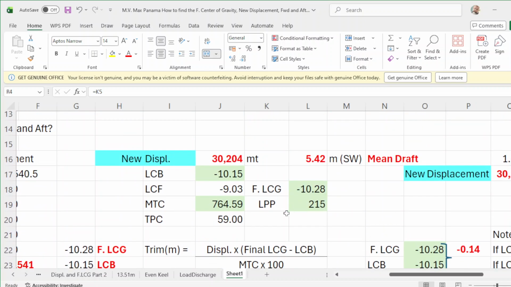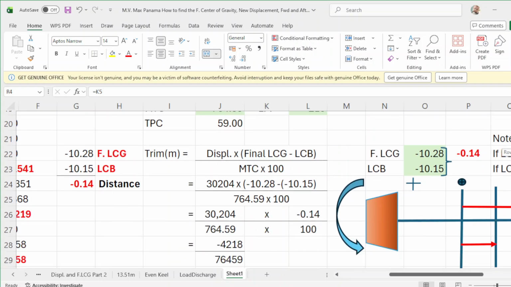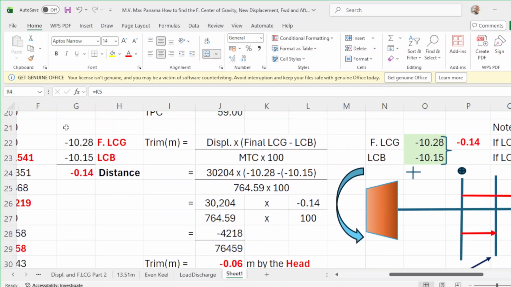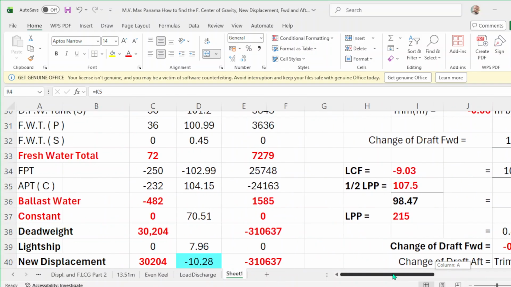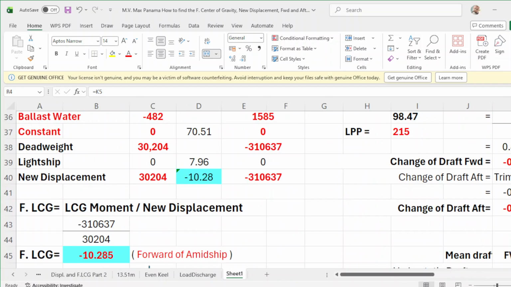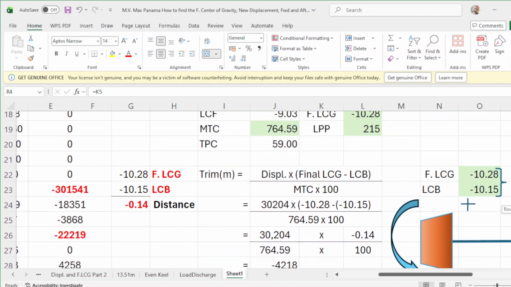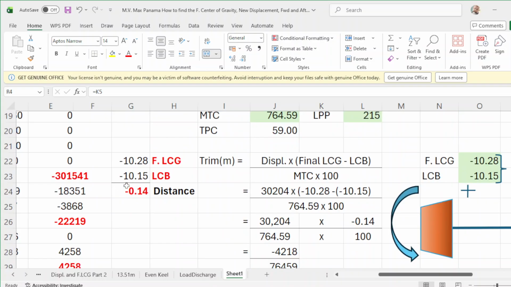Okay, once you get all these figures, we now compute for the change of trim, or your trim. Take note that your final LCG is 10.28. Okay, final LCG is 10.28. That is your final LCG, and your LCB is negative 10.15, which is this one.